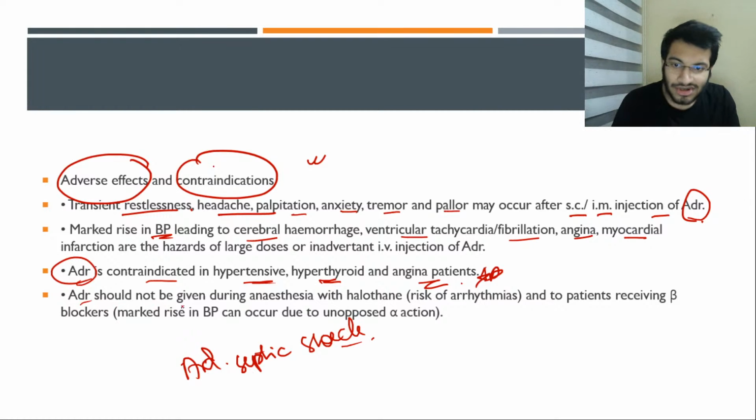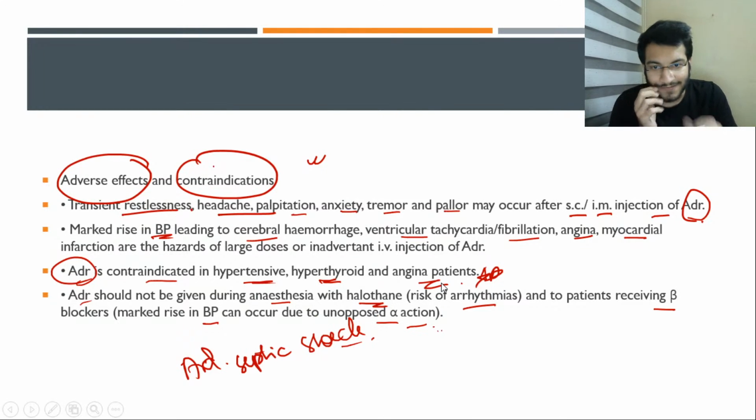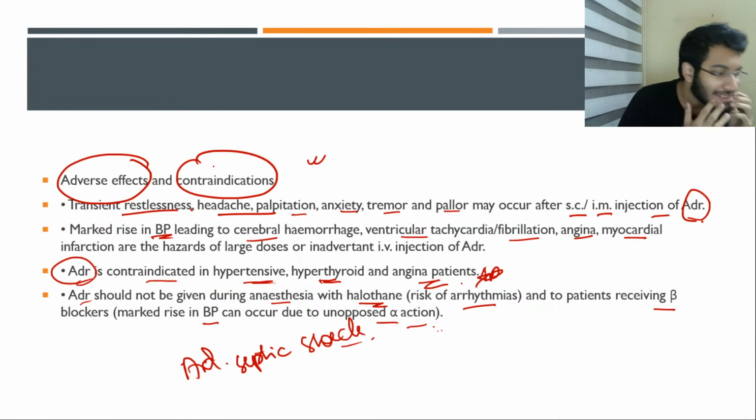Then adrenaline should not be given during anesthesia with halothane because there is high chance of arrhythmia, and to the patients receiving the beta blockers there can be marked rise in BP due to the unopposed alpha action, right? So with this, let's end this session.